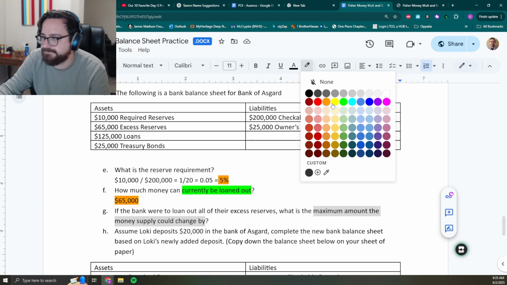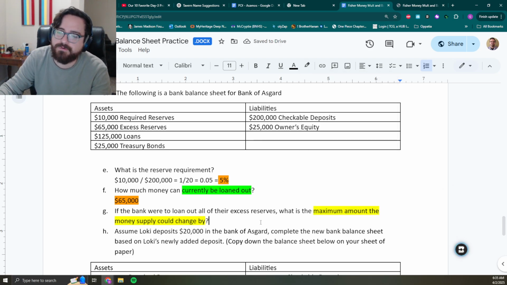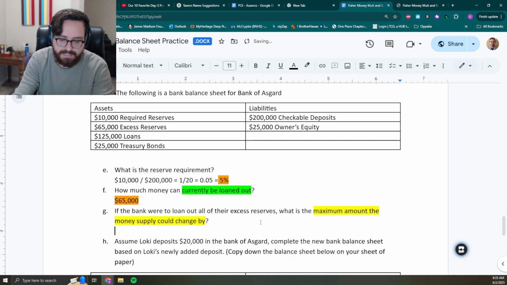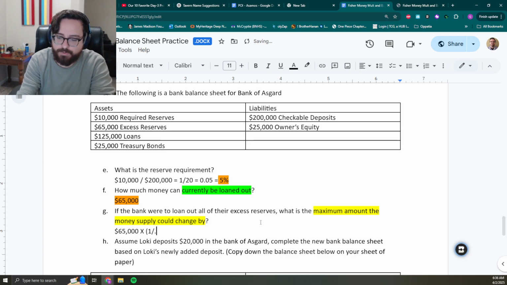Got it. Max amount the money supply could change by? Yeah, I can do that one real quick. So we're talking excess reserves is 65,000. Don't love the number. Times my money multiplier, which is 1 over 0.05. For the love of God, be careful there. So many kids write 0.5 in that. Seen it every time. And that gets me what? 1 over 0.05 is 20.